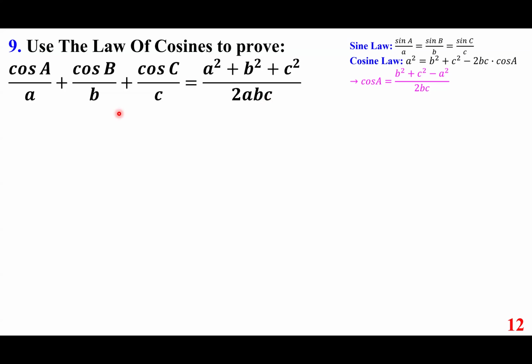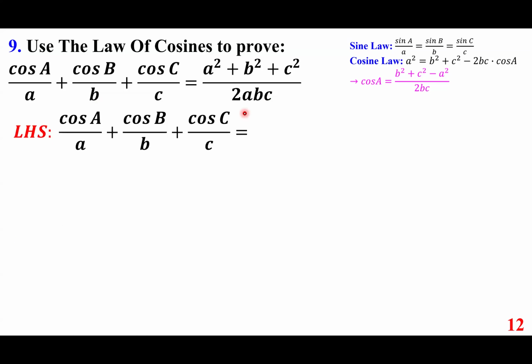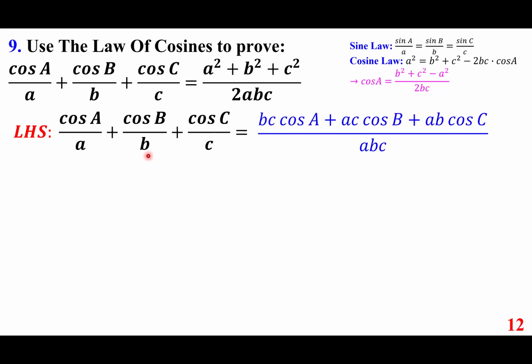So we have to remember, when we do the proof, we start from one side. Perhaps the left-hand side, LHS. The left-hand side is perhaps more complicated. So we are going to take a common denominator, which becomes abc. So cosine A times bc plus cosine B times ac plus cosine C times ab. So that's a simple process that we go over, and we take a common denominator.